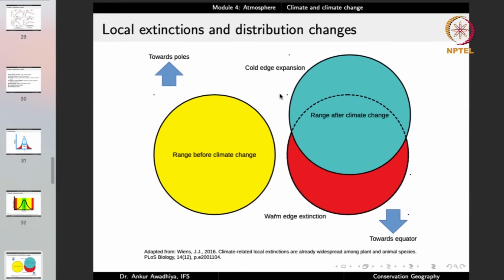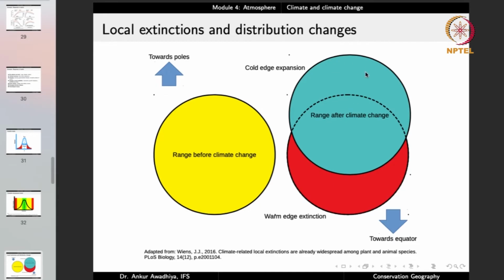So for instance, if before climate change this was the range of a particular species, so this is towards the poles and this is towards the equator. Now when the climate changes, when it becomes hotter, what happens is that these areas that are towards the equator, so these are the warmer areas in the range, these are the colder areas in the range, and this range represents the variation in temperatures that are tolerable. Now these hotter areas, when the temperature increases, they become a bit too hot for these species. So the species will die off in these areas. So this is known as a warm edge extinction.